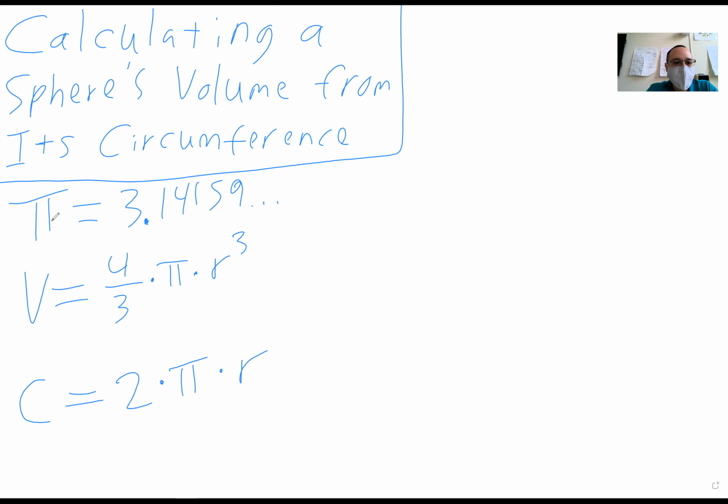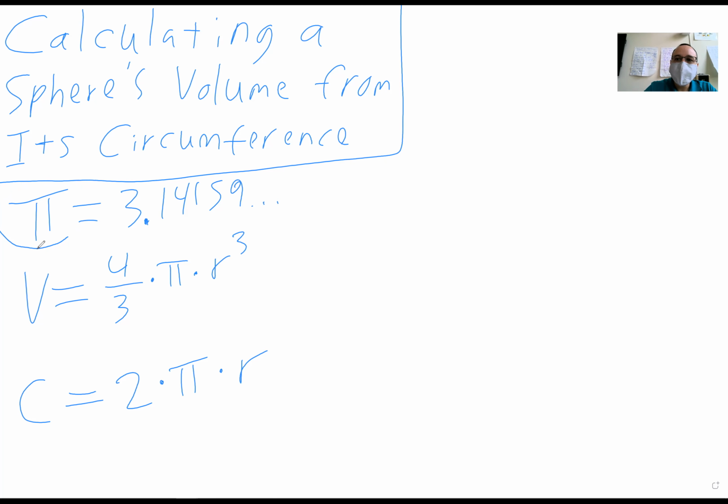First off, we have to be familiar with a number, and that number is pi. Pi comes from dividing the circumference of a circle by that circle's diameter. Early mathematicians found that whenever they divided the circumference of a circle by the diameter of that same circle, they got the same number no matter how big the circle was. That number is pi, and pi actually goes on forever. It's an irrational number, so it just goes on and on, and there's no pattern to it.